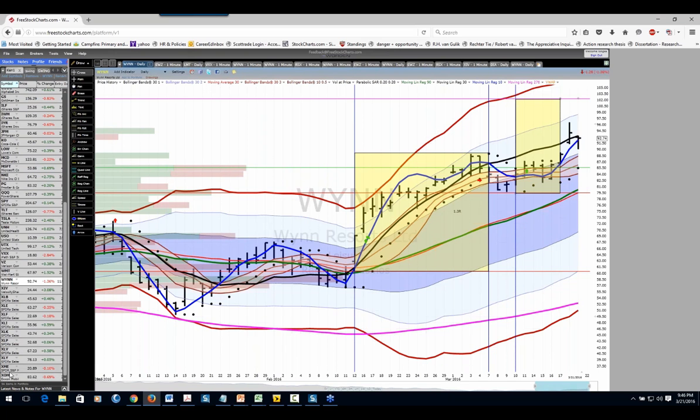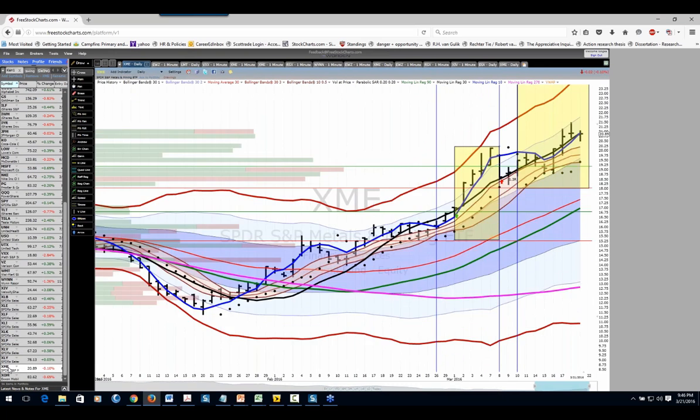And let's see, metals and mining. The re-entry works nice here. And we're about 1.5 R in hand.